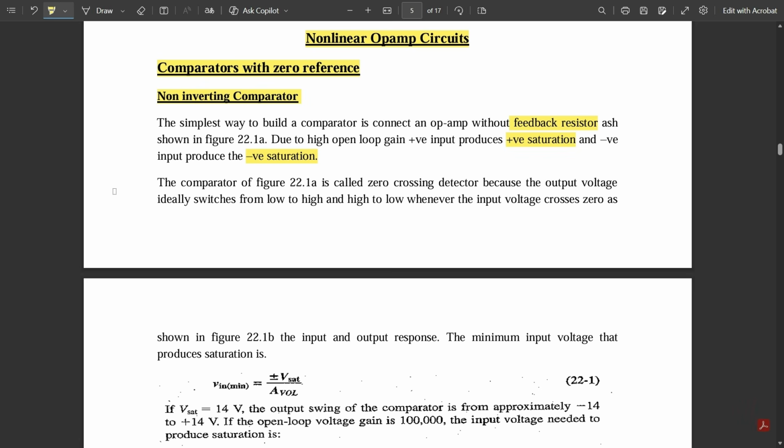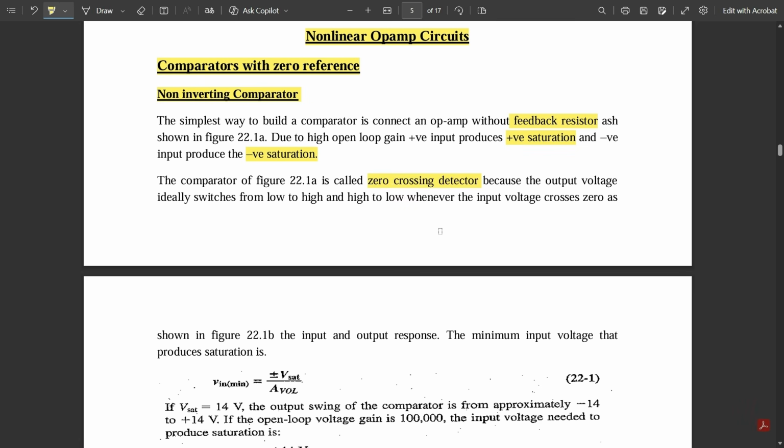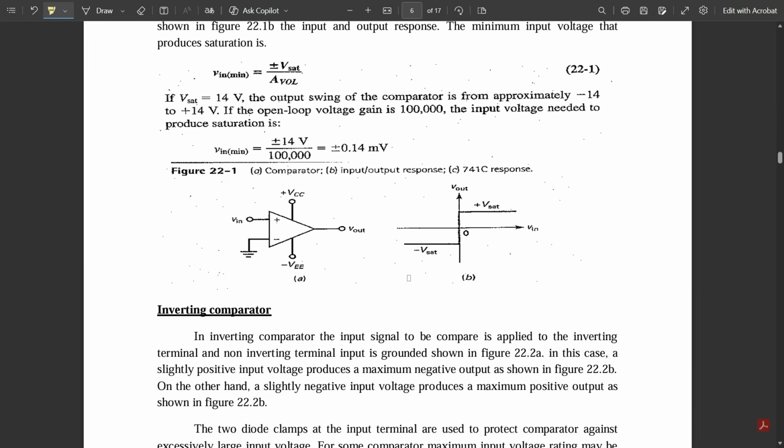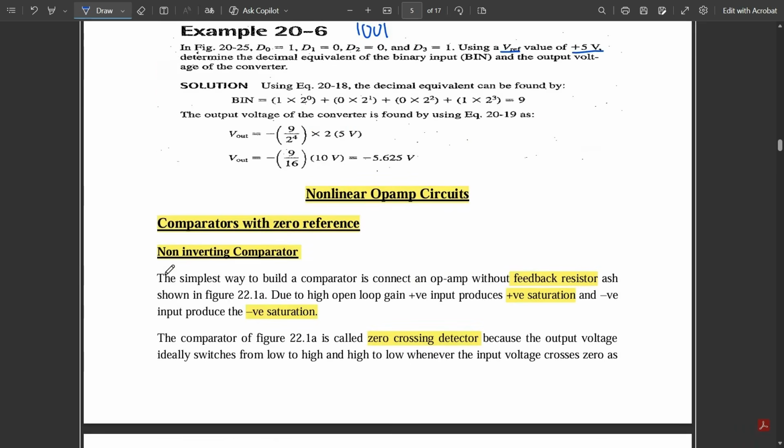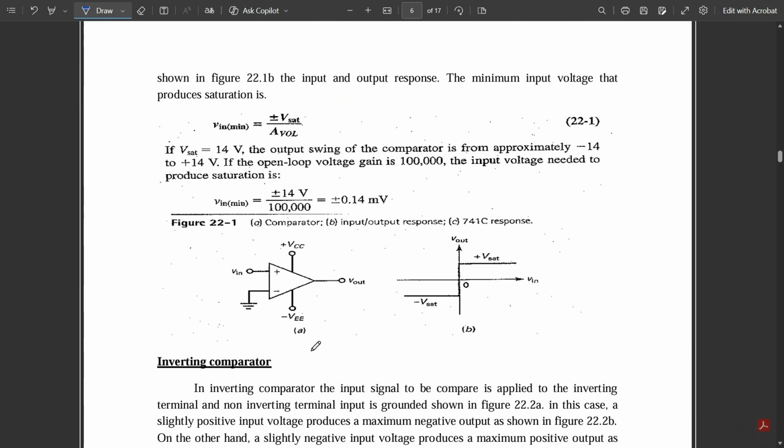So the comparator of figure 22.1a is called a zero crossing detector. This whatever comparator is there, in case they ask a question related to the zero crossing detector, this you need to write. So this basic comparator is also called a non-inverting comparator or zero crossing detector.